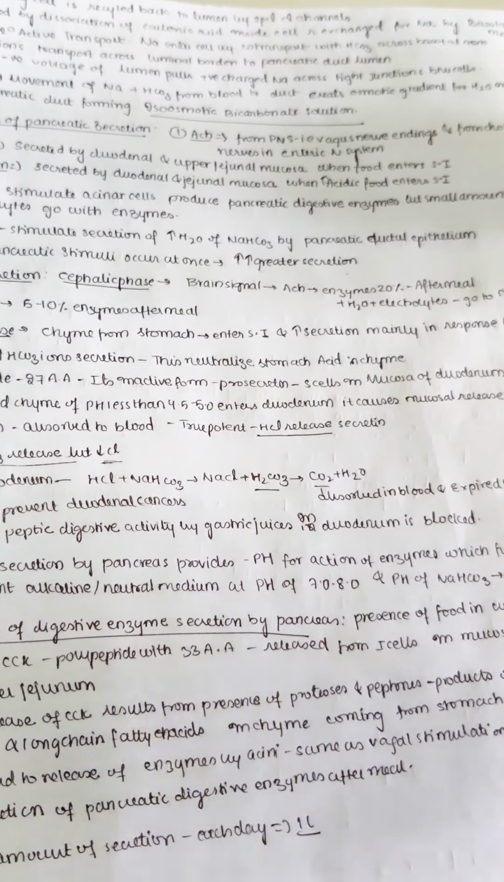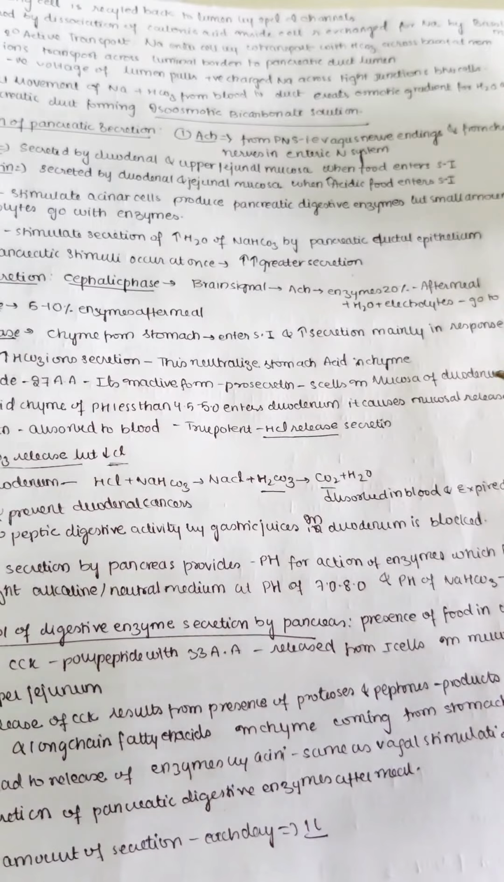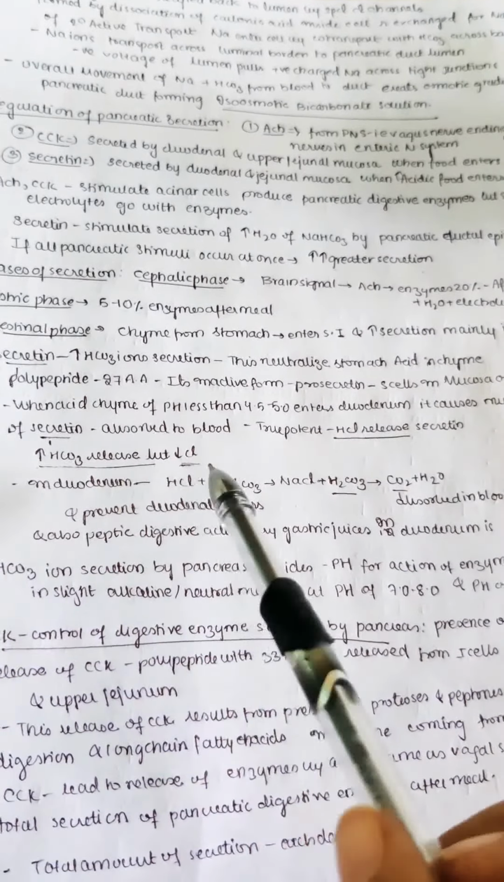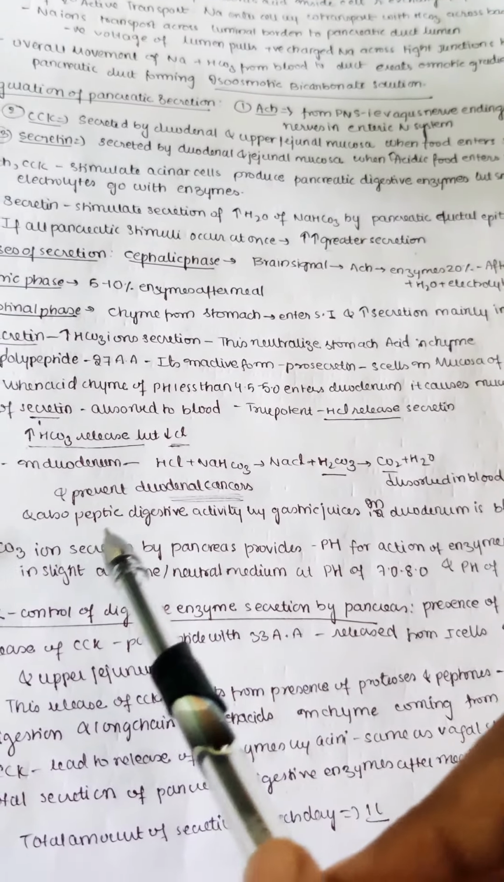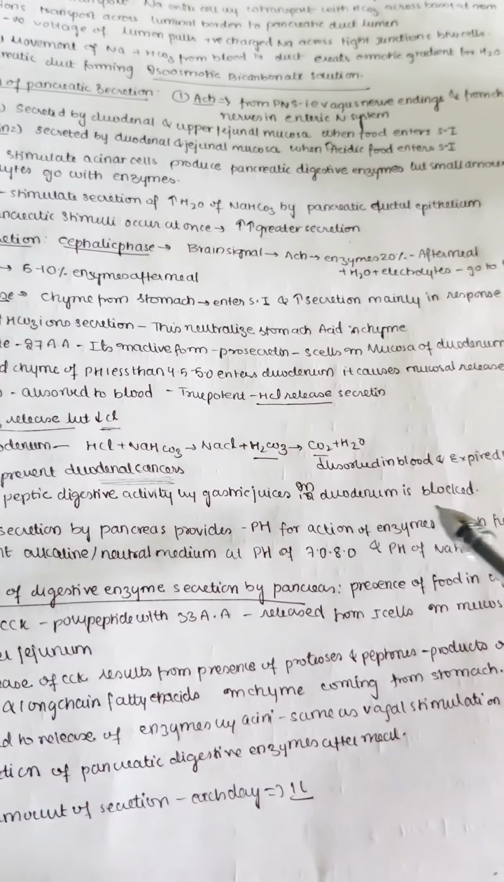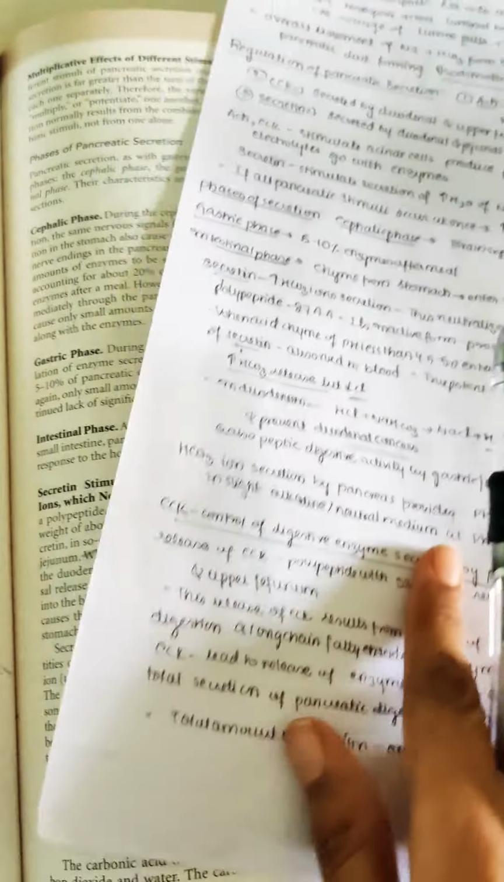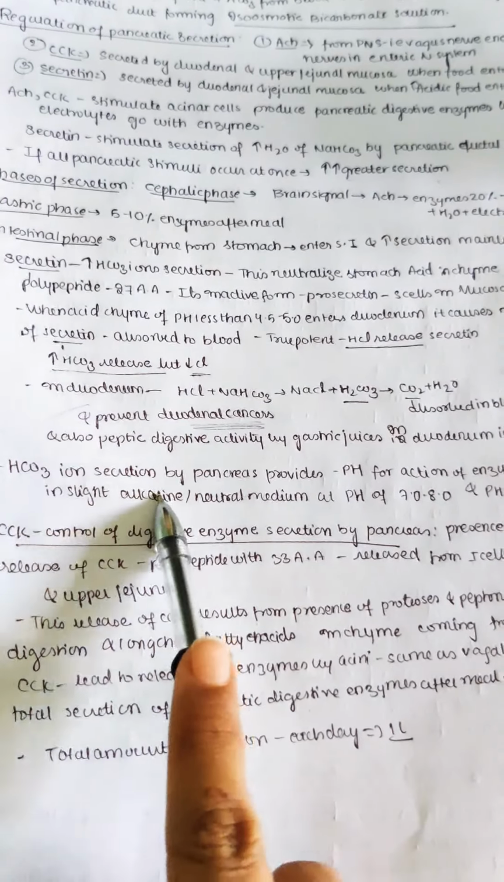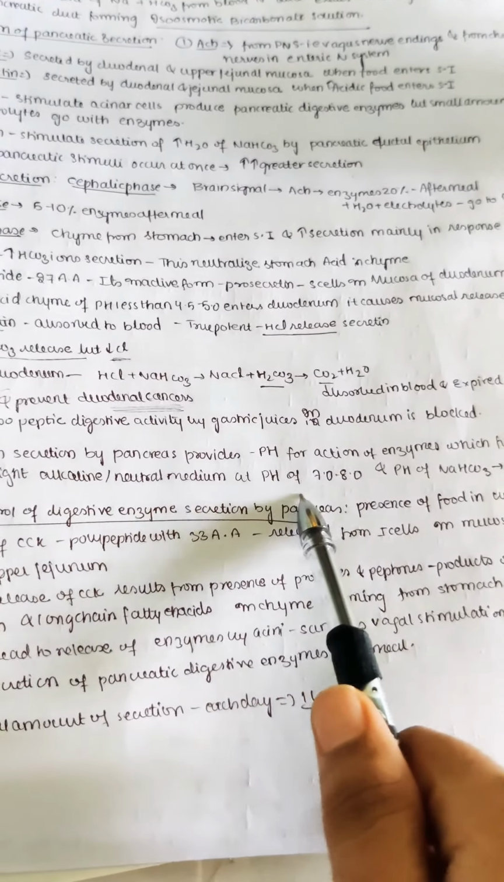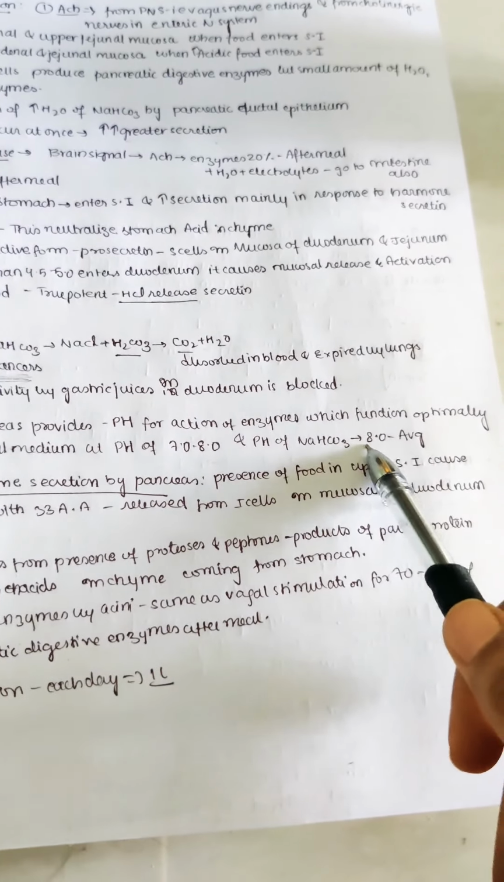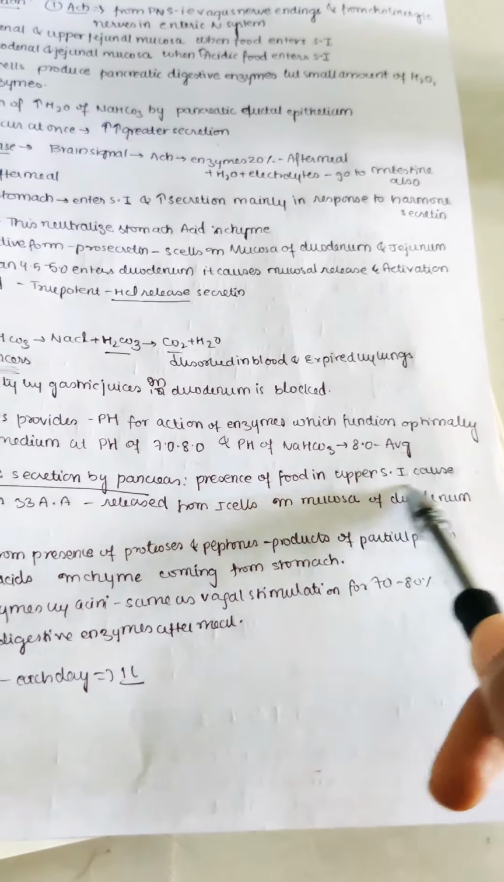This is how we alkalinize or neutralize the acids coming from the stomach into the duodenum, and this plays a very important role in preventing duodenal cancer. Also, peptic digestive activity by gastric juices in the duodenum is blocked. This we already discussed in our gastric secretions. Bicarbonate ion secretion by the pancreas mainly provides the pH for the action of enzymes which function optimally in a slightly alkaline or neutral medium, like pH 7 to 8, and the pH of sodium bicarbonate is 8 on average. So you can also remember this pH.